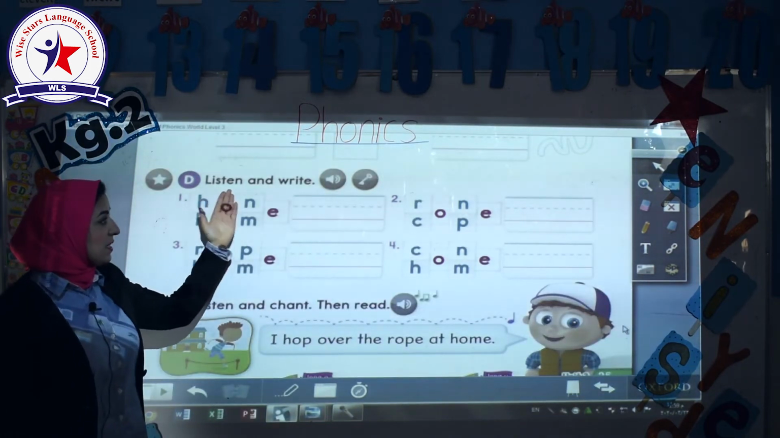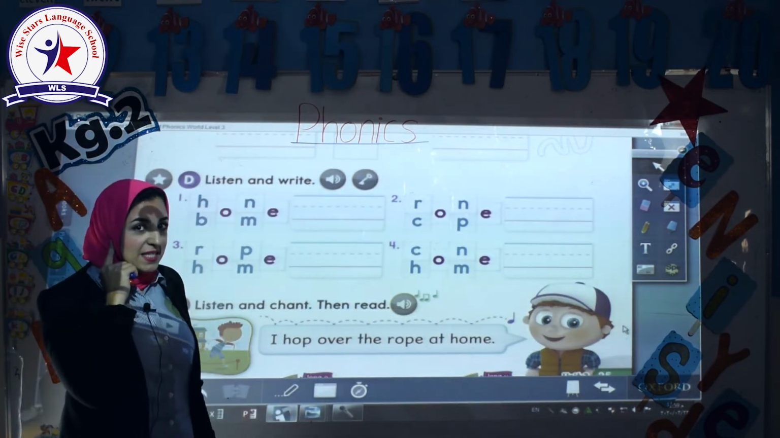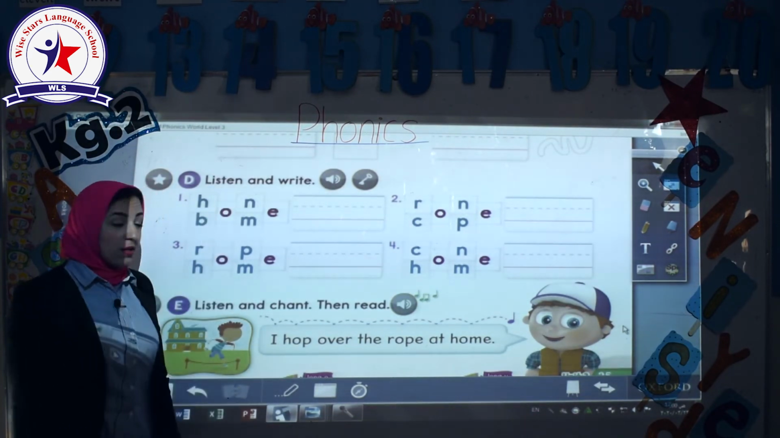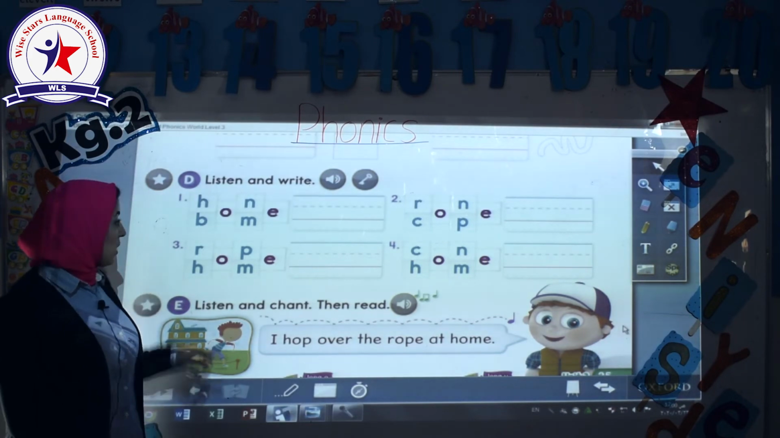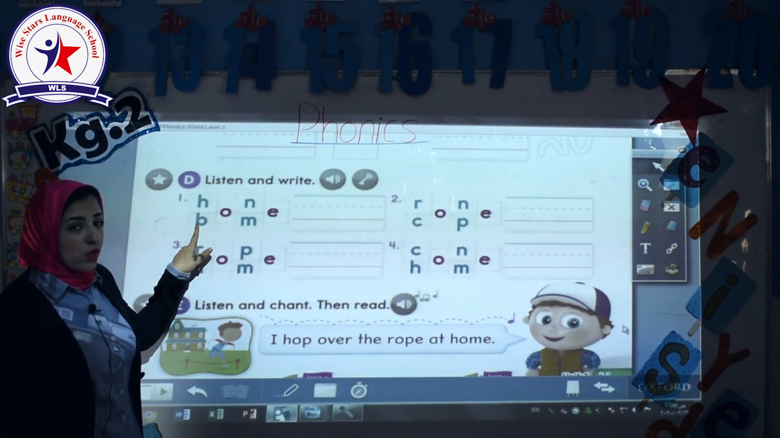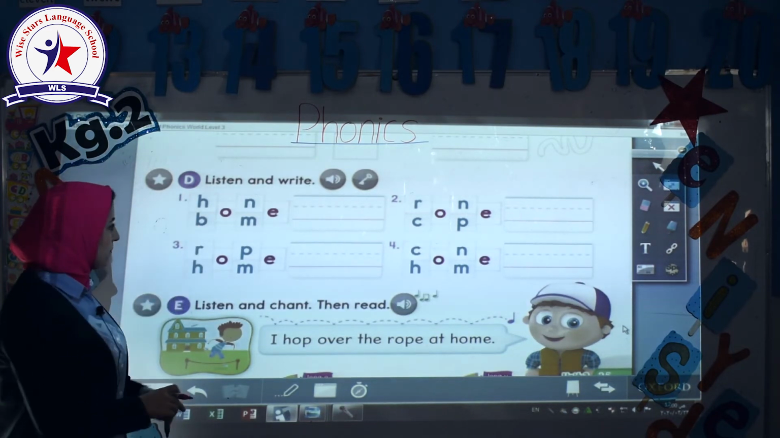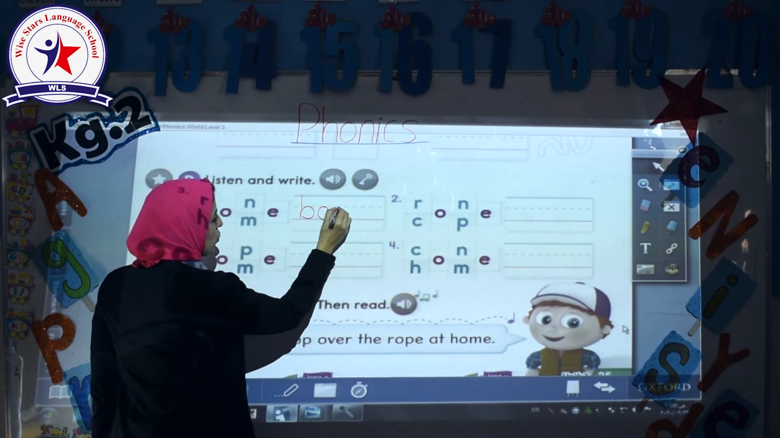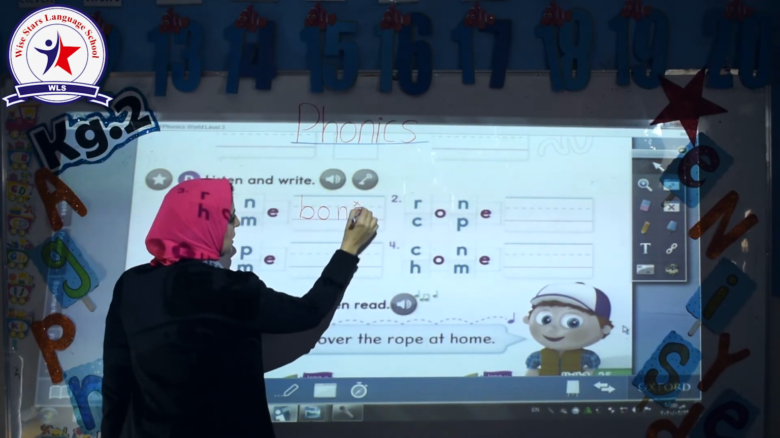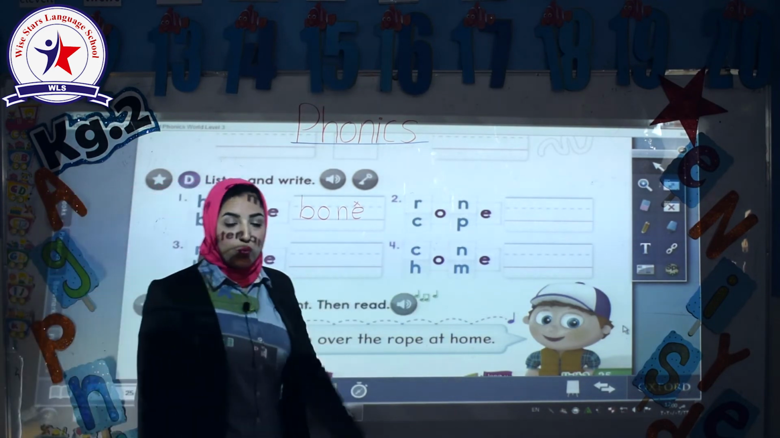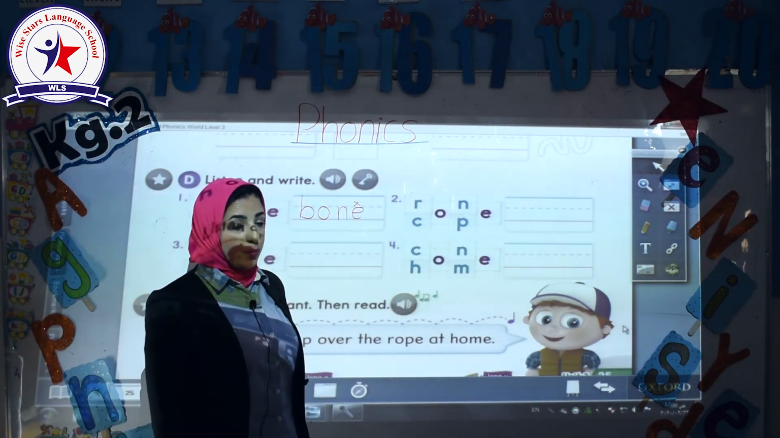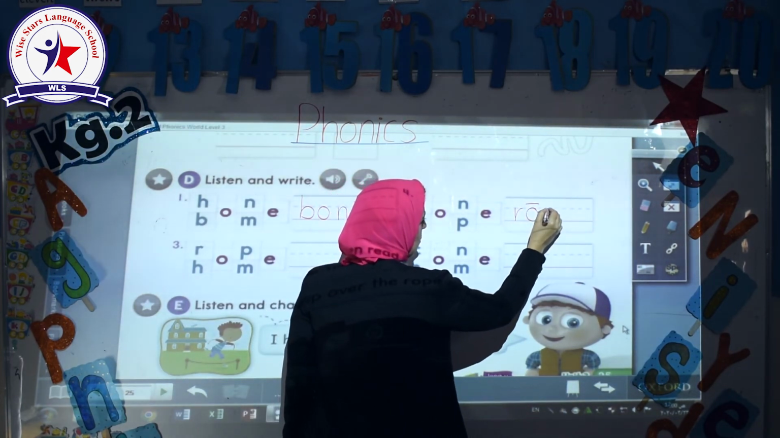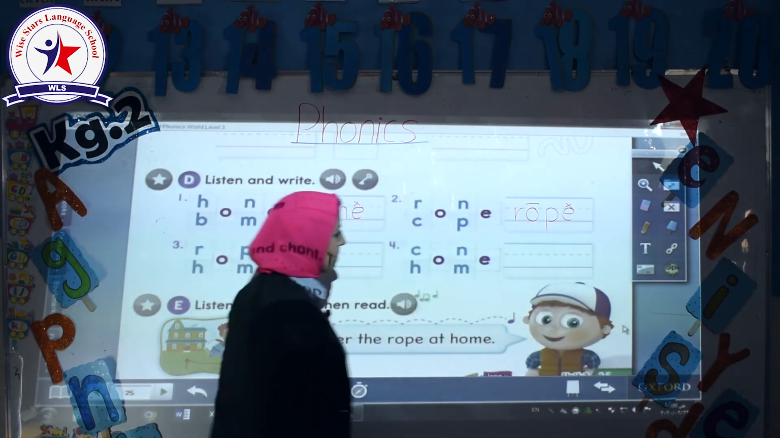Exercise D. Listen and write. You have to listen to the word and write which letter, okay? Number one, bone. This one or this one? Of course. B, B, bone. B, O, N, and silent E. Number two, rope. R, O, P, and silent E.